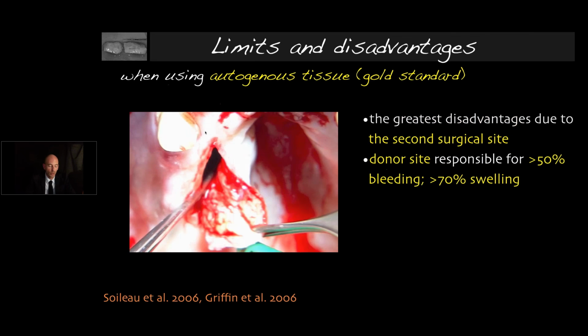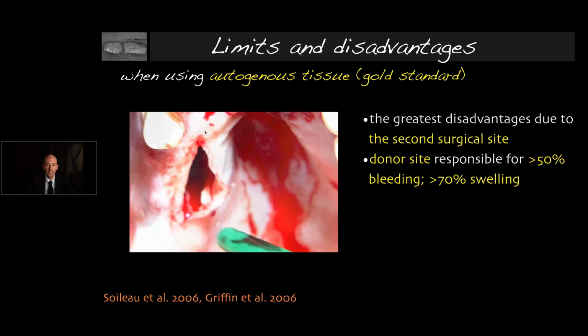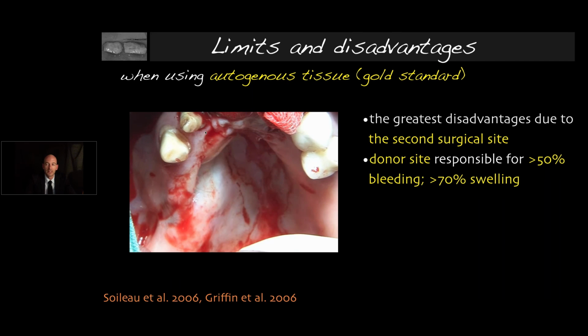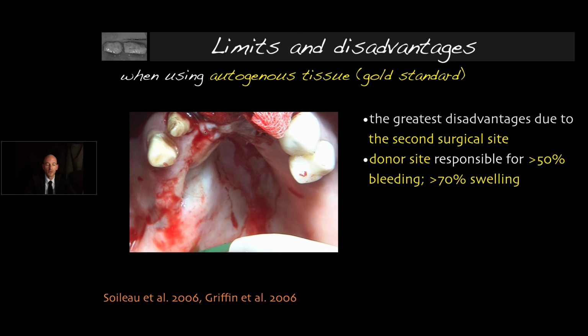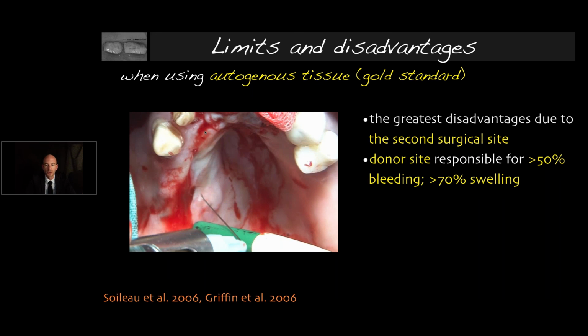But of course, whenever we use autogenous tissue, which is considered the gold standard, what we have just seen, we always need to be aware that the greatest disadvantage is the second surgical site. And we also know from quite interesting publications dealing with soft tissue substitutes and the use of autogenous grafts, they concluded that the donor site was responsible for more than 50% of the bleeding and more than 70% of the swelling. So clearly we can see that whenever we use autogenous grafts, there's a clear disadvantage.